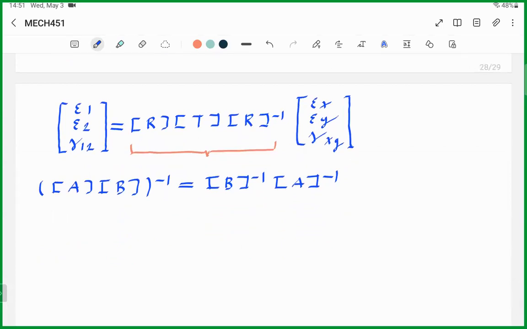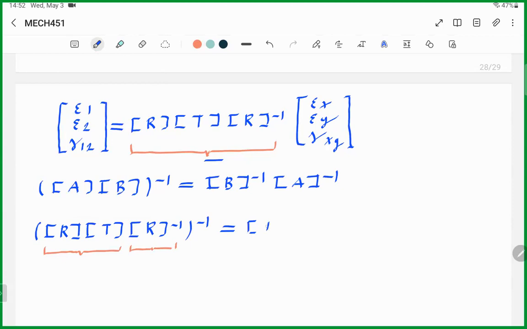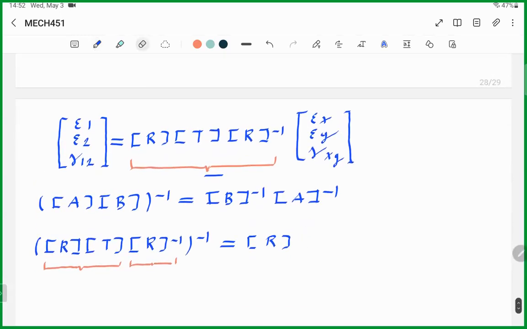Now I'm going to find the inverse of this product, R T R inverse, inverse. Suppose that this is A and this is B. You can write it as B inverse, which is R, times A inverse, which is the inverse of RT, which is T inverse, times R inverse. That's the inverse of this matrix, and I can write the inverse relation then.